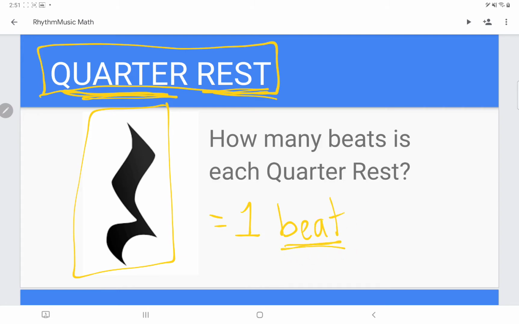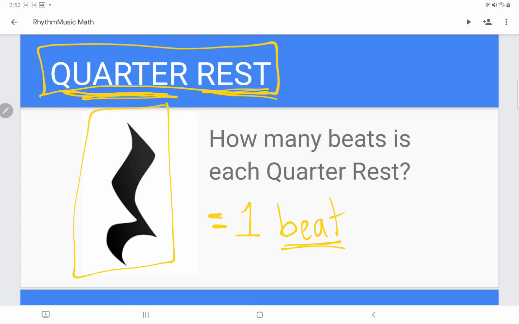Remember, you always have to include that word beat or beats whenever you're talking about music. So my quarter rest is equal to 1 beat, just like my quarter note. This is what it looks like. If your quarter rest doesn't turn out exactly like this one, that's totally okay. They're kind of difficult to make. And while you guys are writing all this down, I'm going to do an example music equation.